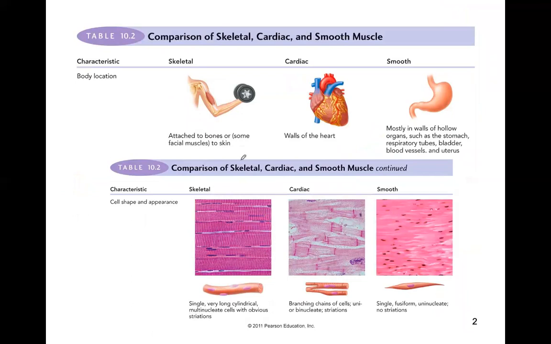Looking at some of the locations where you can find these muscles, skeletal muscles are basically anything that's attached to your skeletal system. Cardiac muscle is anything that is associated with your heart, and smooth muscle can be found in your stomach, respiratory system, blood vessels, and uterus. They are typically found lining many of the hollow organs in our body.